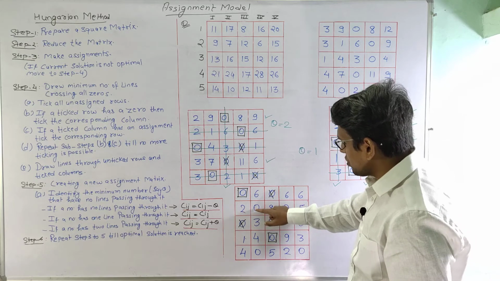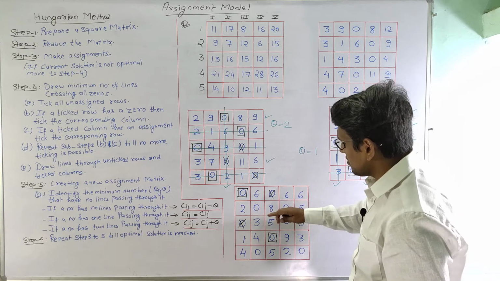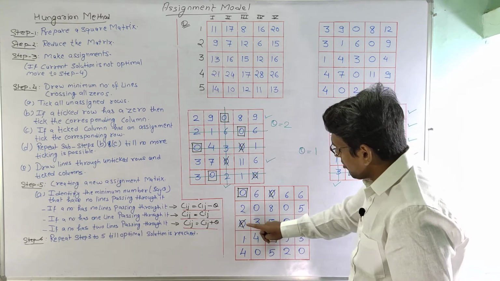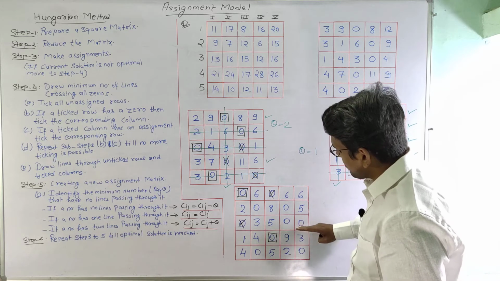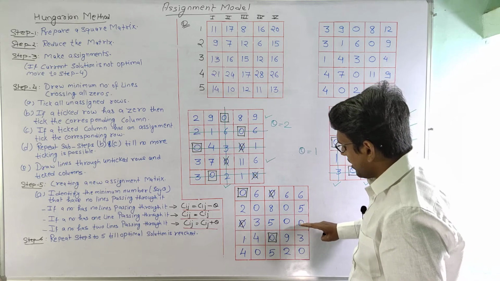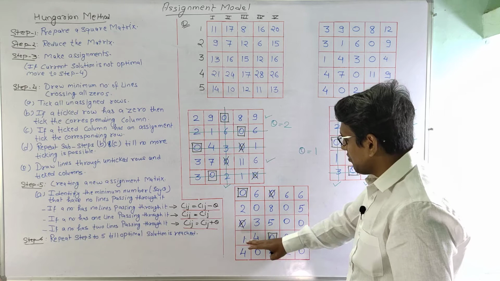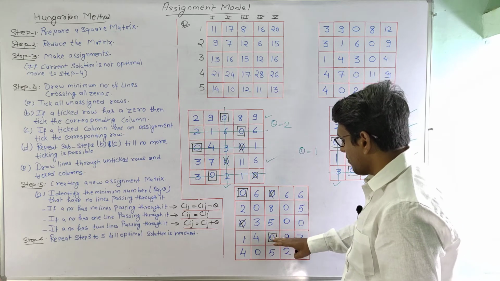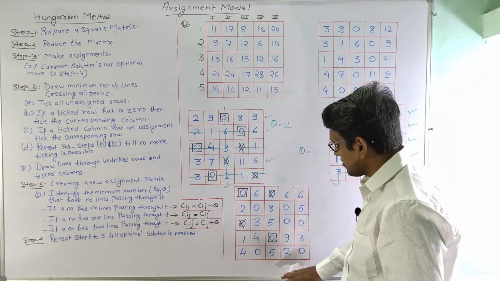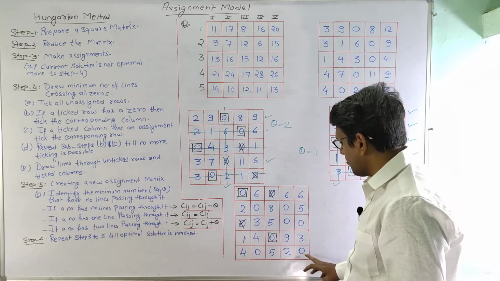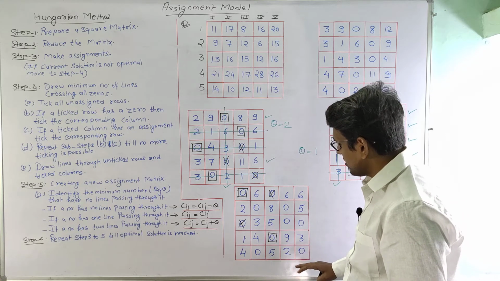Now moving on to row 2, we have more than one zero, so we will skip this. Moving on to row 3, we have more than one zero, so we will skip. Moving on to row 4, we have an assignment, so we will skip this. Moving on to row 5, we have more than one 0, so we will skip this.